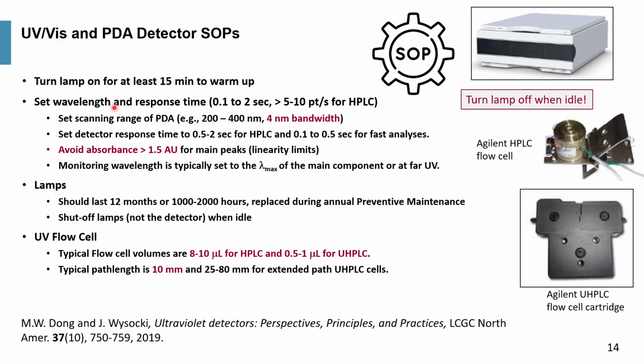Typically, we leave the detector on and turn off the lamp to save lamp time, because the deuterium lamps used in these detectors are very expensive, typically $1,000 to $2,000. So you don't want to keep it on all the time, right? But you want to warm it up 15 minutes before you do the assay. You will set the wavelength using your software on the CDS, and also make sure you set the response time correctly. A typical response time for HPLC is 0.1 to 2 seconds, depending on the peak width. I would say at least 5 to 10 points per second. You should get at least 10 points across your narrowest peak.